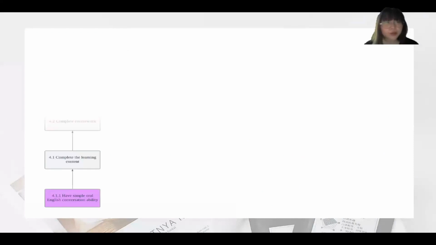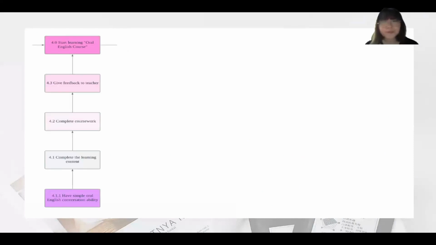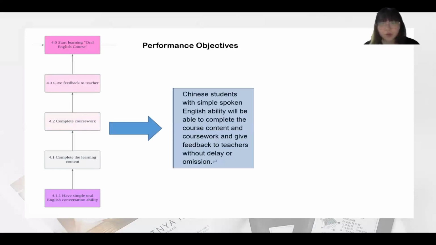Okay, then we go to the 4 point. We can see the performance objectives. Chinese students with simple spoken English ability will be able to complete the course content and the coursework and give feedback to teachers without delay or omission.